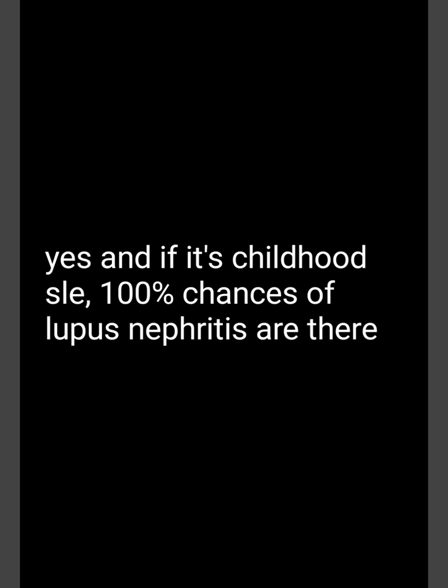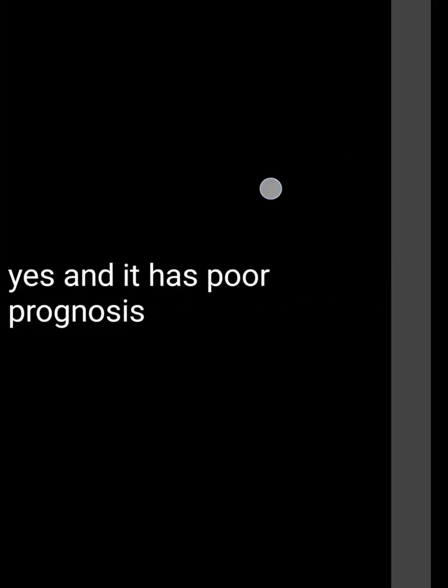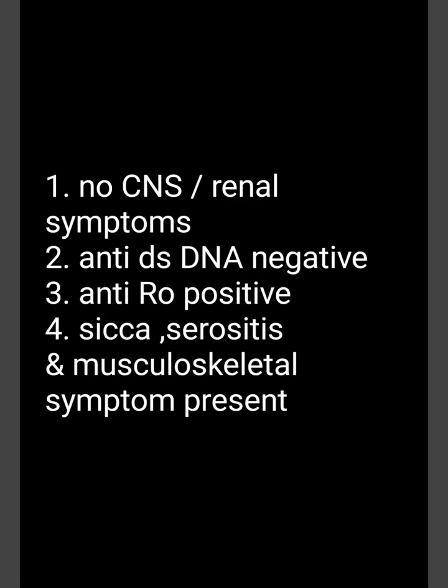Can SLE happen to children? Yes, and if it's childhood SLE, 100% chances of lupus nephritis are there. Can SLE happen to males? Yes, and it has poor prognosis. Can SLE happen to postmenopausal women? Yes, good prognosis. Special features about postmenopausal SLE.